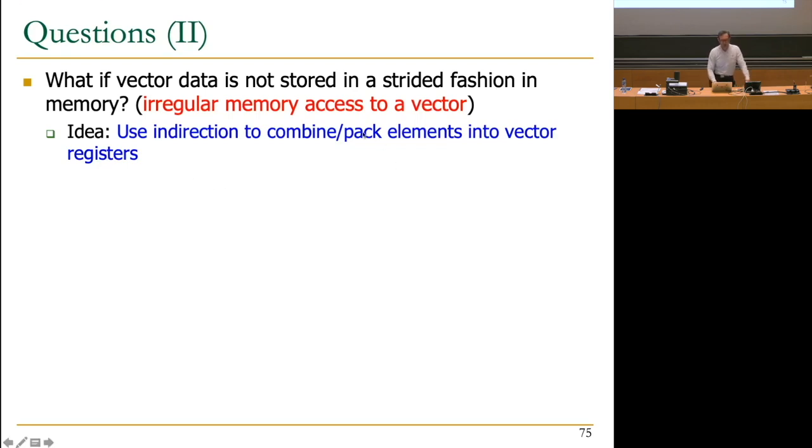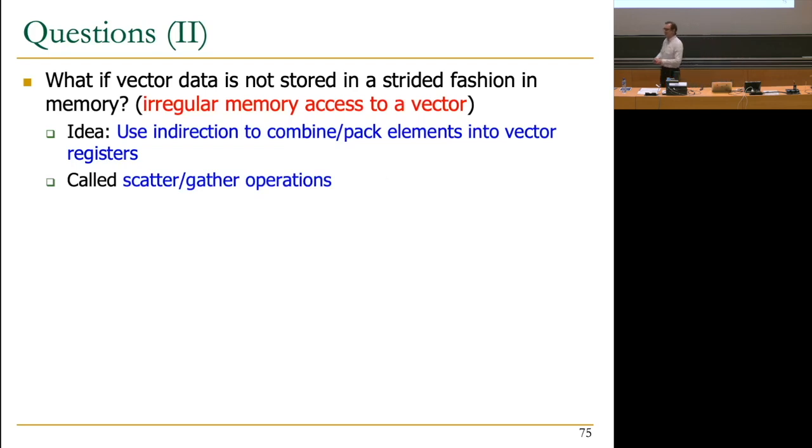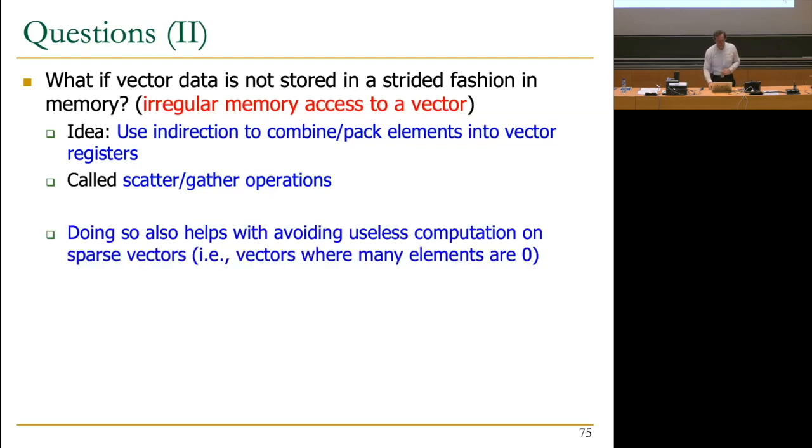So we're going to use indirection to combine or pack elements into vector registers. These are called scatter-gather operations. They're very popular today because of sparse matrices especially, which are used in machine learning quite a bit. Basically, yeah, this says that. Doing this also helps with avoiding useless computation on sparse vectors.